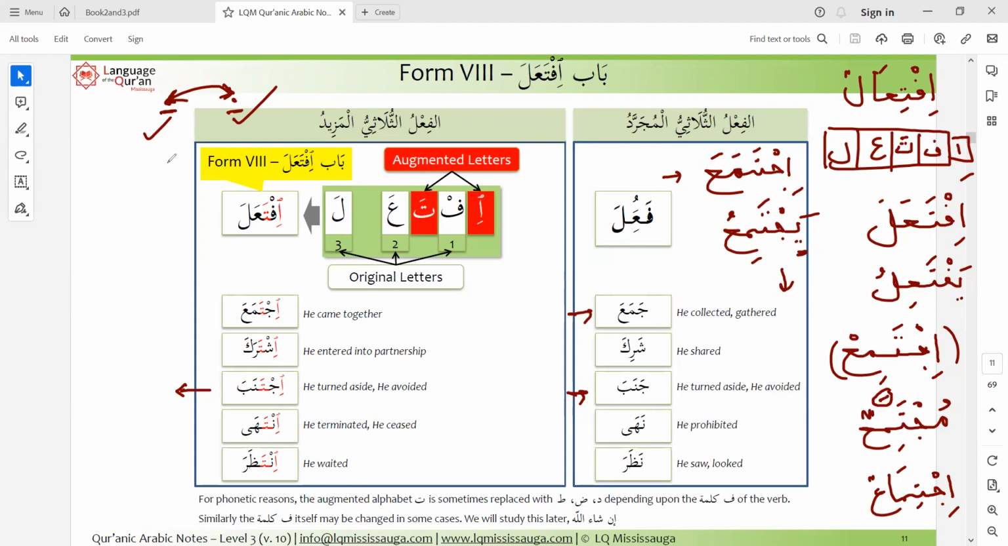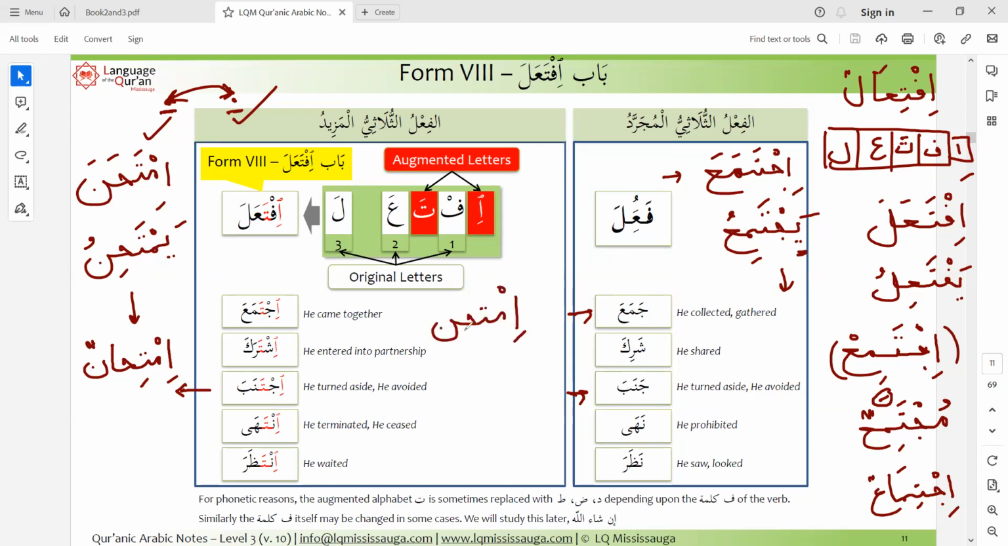So امتحن يمتحن, and this verb is close to the students. This is very close to us, because we generally appear for what? امتحان. امتحان, iftial. امتحان is the masdar. Okay, امتحن يمتحن. The amr from this is امتحن, امتحنوا, امتحني. Then ismul fa'il is ممتحن, and ismul maf'ul is ممتحن.